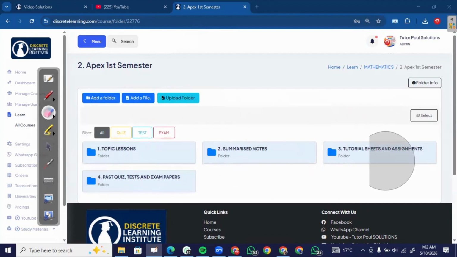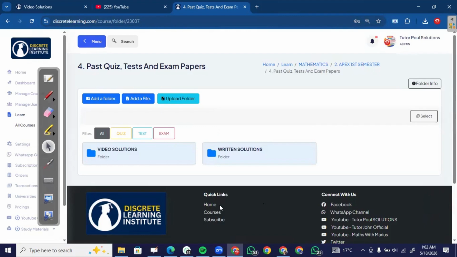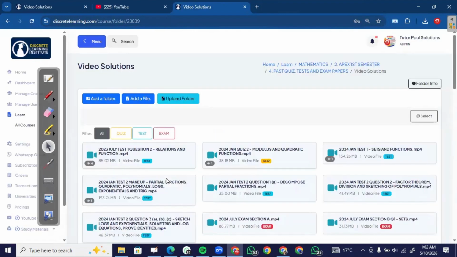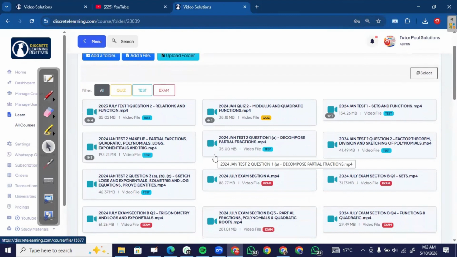If you want the past papers as you're preparing for the exam, the quiz, or the test, just come here and click past quiz, test and exam papers. Once you open, you go to the video solutions, and voila, you'll be inside where the videos are. You just pick the videos that you want to watch. They are well labeled here. You can see if it's a test, an exam, or a quiz.